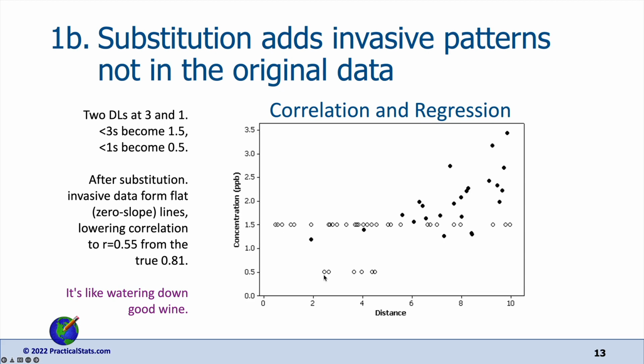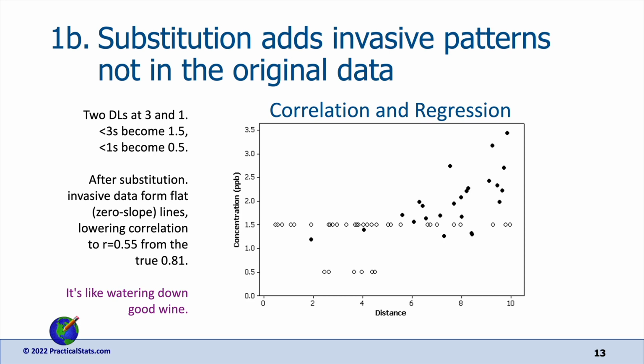After substitution, these are flat lines that are invasive. We have just taken data that had an increasing slope and put in a zero slope for them. And that combination, which you caused by substituting, changes the correlation coefficient from 0.81 to 0.55 and probably not significant. So it waters down the signal.